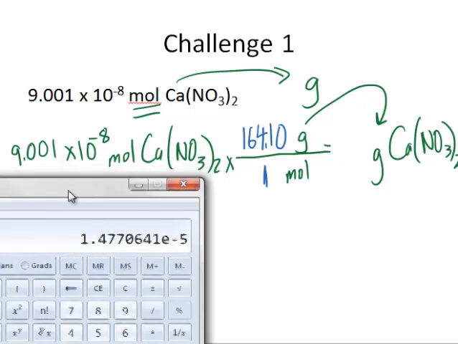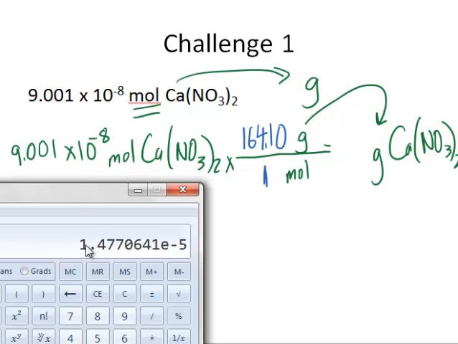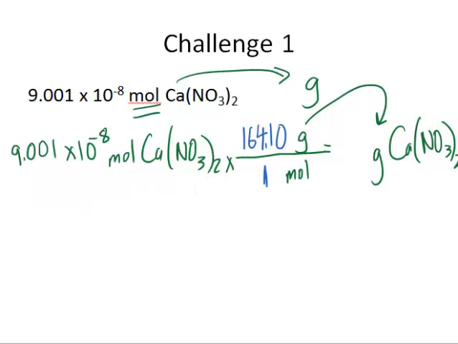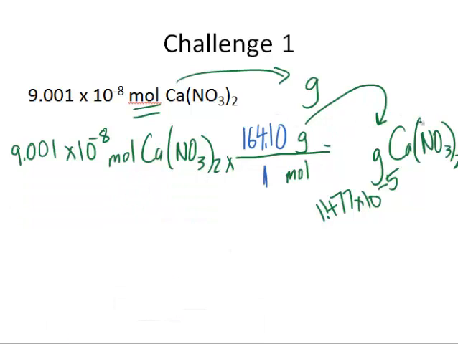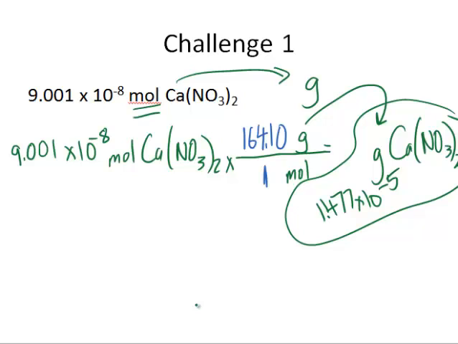So my given has 4 digits in it, so I write 1.477 times 10 to the negative 5. Right. Make sure when you write it that you erase this and put this over here. But there's my answer. 1.477 times 10 to the negative 5 grams of calcium nitrate, CaNO3.